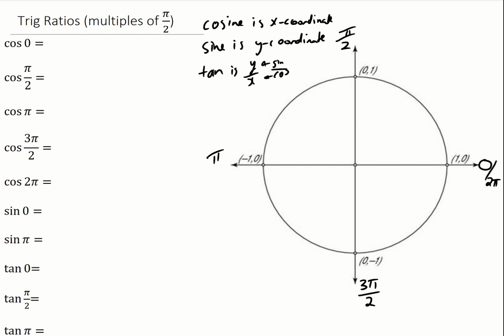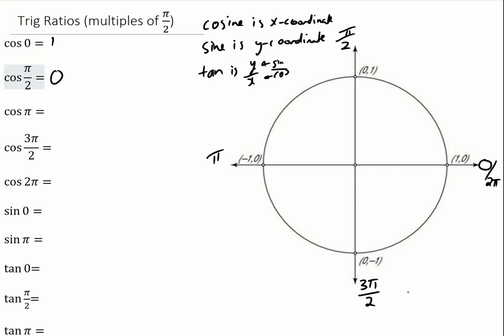Okay, so if I want to find cosine 0, really just going to the angle 0 and looking at the x-coordinate, it's 1, so the value of cosine 0 is 1. That's pretty much all we're doing. Cosine of pi on 2, I'm at the angle pi on 2, looking at the x-coordinate, it's 0.